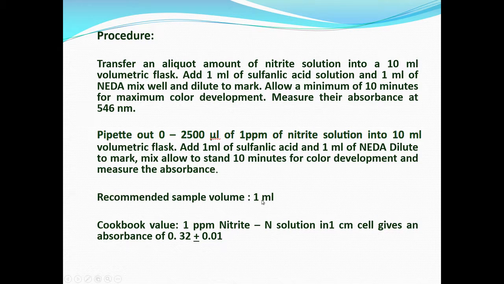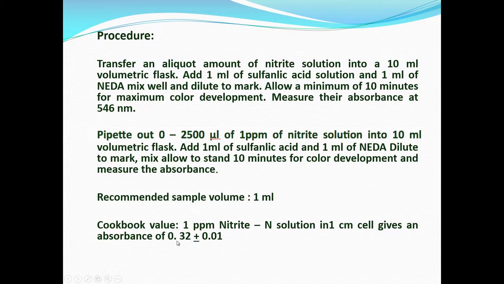Normally the recommended volume is about 1 ml. Whenever you have an effluent, you should take 1 ml of the effluent, and even for the standard you can take 1 ml, that is 1 ppm. So, 1 microgram in 1 ml of 1 ppm nitrite nitrogen solution in a 1 centimeter cell gives you an absorbance of about 0.32 plus or minus 0.01.